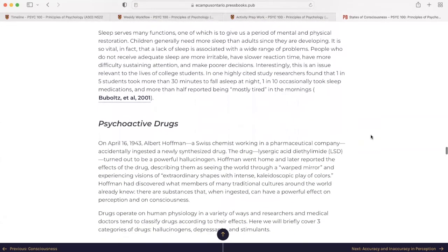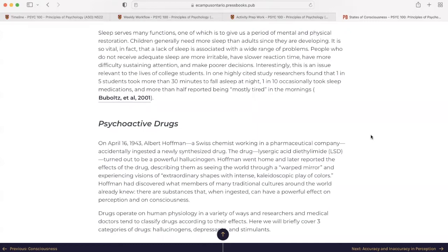Sleep serves many functions, one of which is to give us a period of mental and physical restoration. Children generally need more sleep than adults since they are developing. It is so vital, in fact, that a lack of sleep is associated with a wide range of problems. People who do not receive adequate sleep are more irritable, have slower reaction time, have more difficulty sustaining attention, and make poorer decisions.